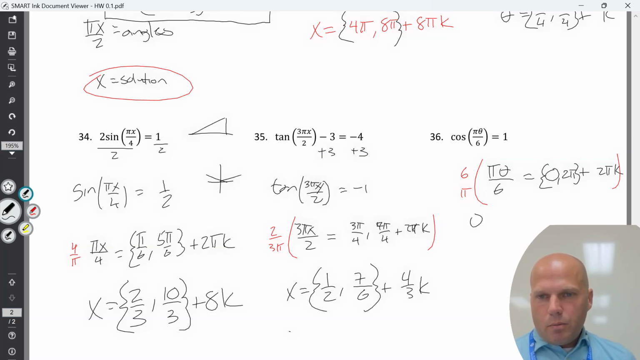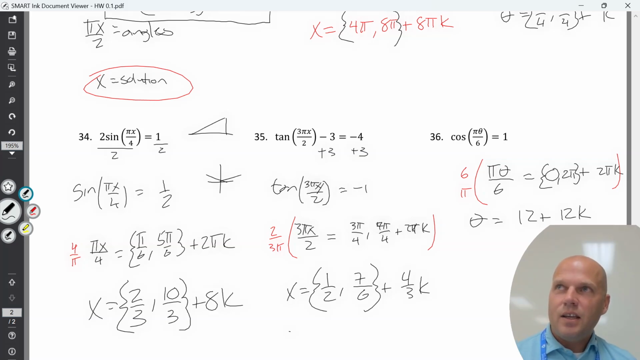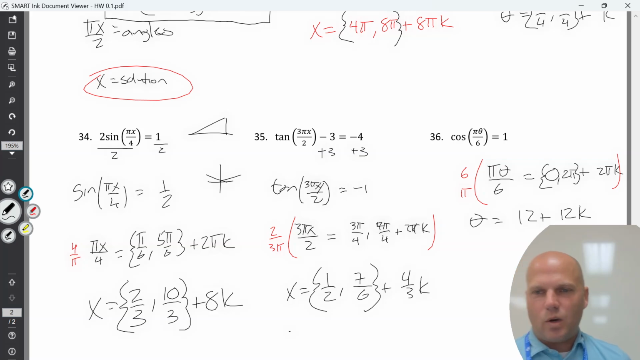We are at that point where maybe my head covers up, so I'm just going to verbally say my answers. Multiplying by 6 divided by pi, this becomes 12. And multiples of 12. So really 12 plus 12k is 12k, because you could subtract 12 and get 0. So you could just have 12 plus 12k, it's fine, or you could have 12k, it's fine.